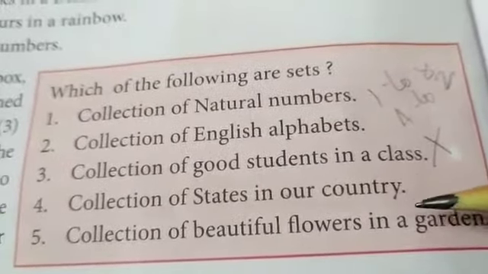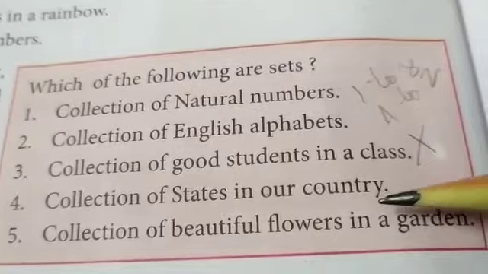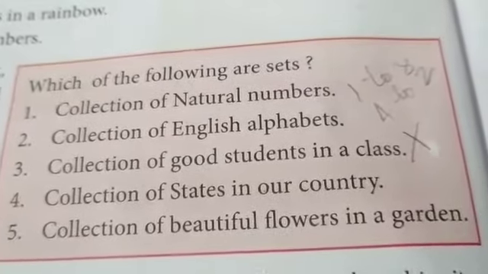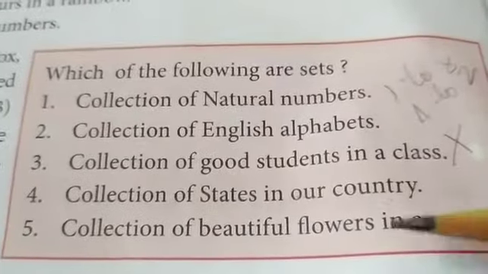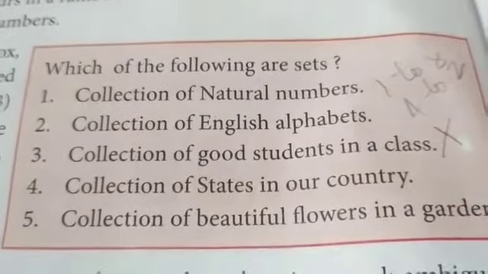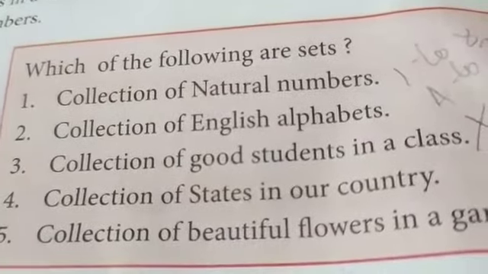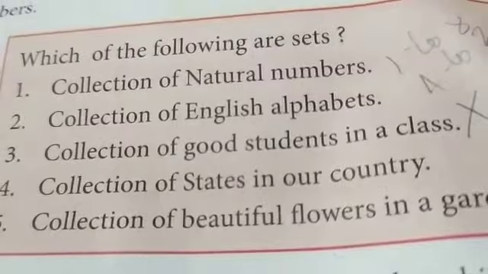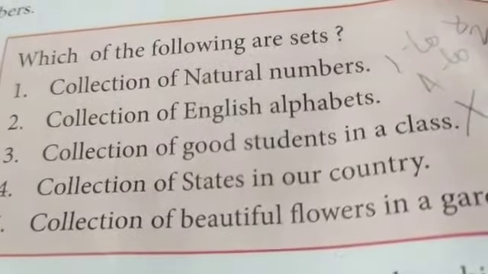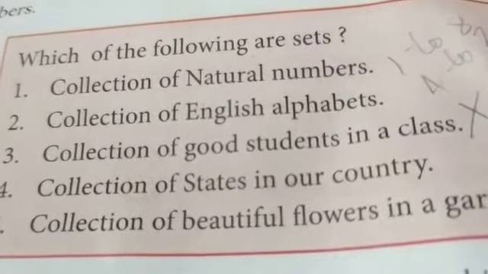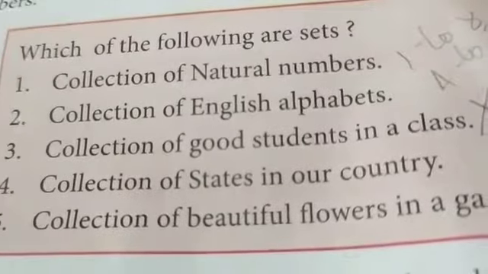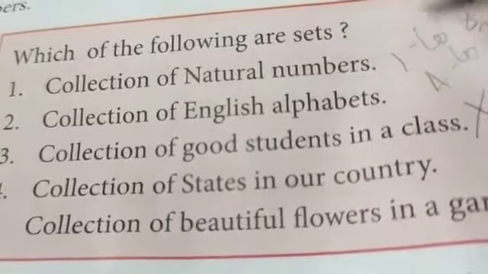Then the collection of states in a country is also fixed. In India we all accept the 29 states. So you already know that when a collection is accepted by everyone, then it will become a set. So we can consider the fourth one as a set.